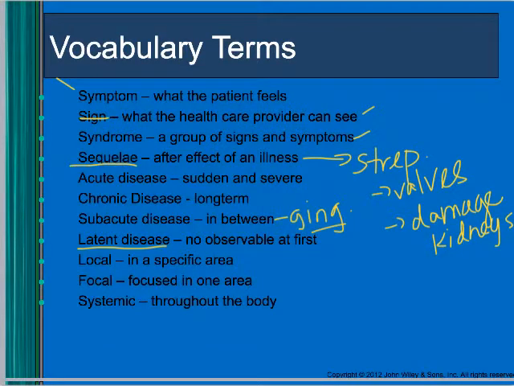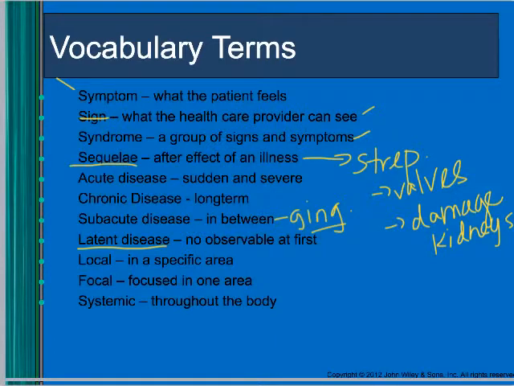Latent disease, it's not observable at first. Okay, so maybe HIV or herpes, something like that, that you might have but you don't know it. Hepatitis B is another good example of that.